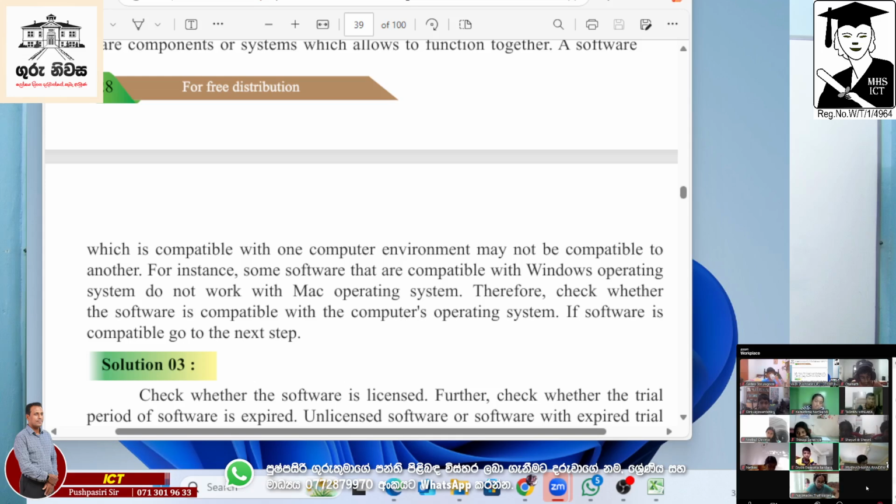We also have to know. Very good, Putha, very good.